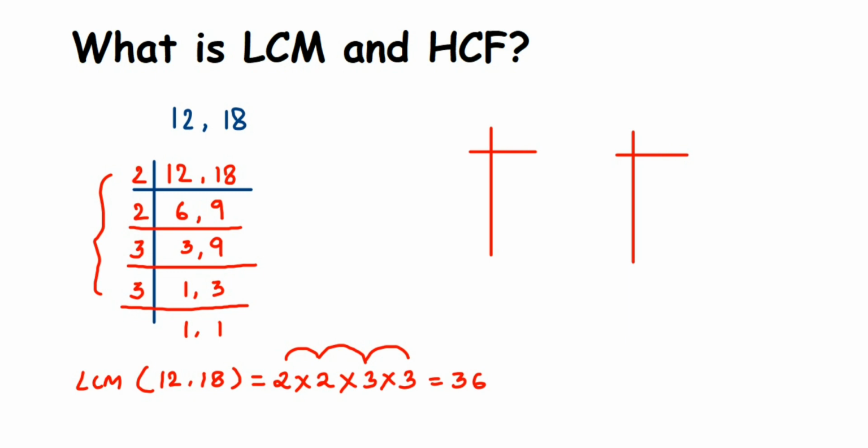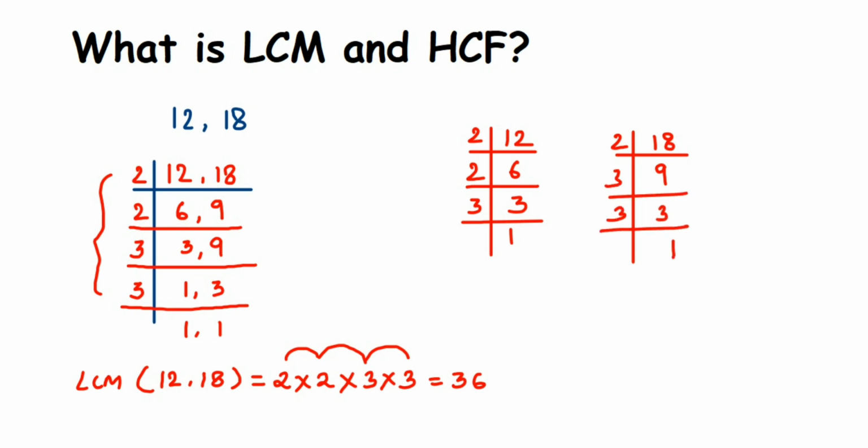Now first we're going to go with 12. Again the same prime factorization. So 2 6s are 12, then we have 6, then 2 3s are 6, and then we have 3, so 3 1s are 3. That's it. The next one is 18. So 2 9s are 18, then 3 3s are 9, and then again 3 1s are 3. Now we're going to write down these numbers. So 12 is equal to 2 into 2 into 3, all the prime factors you got. Similarly 18 is equal to 2 into 3 into 3.